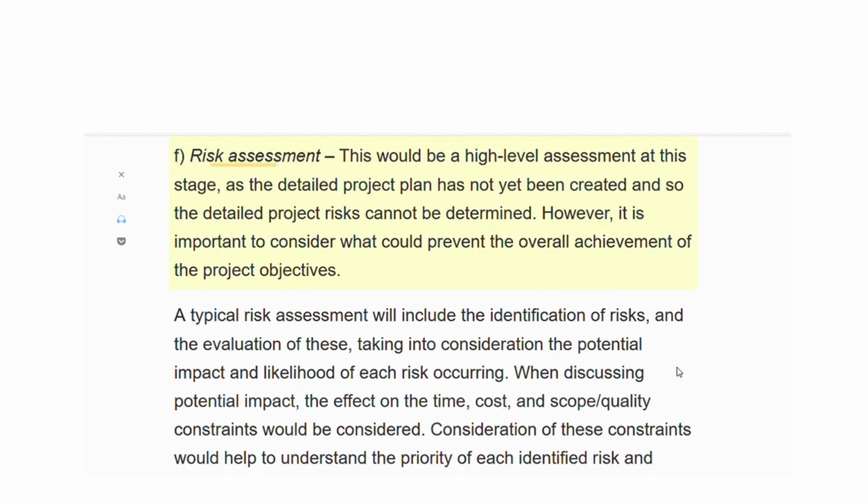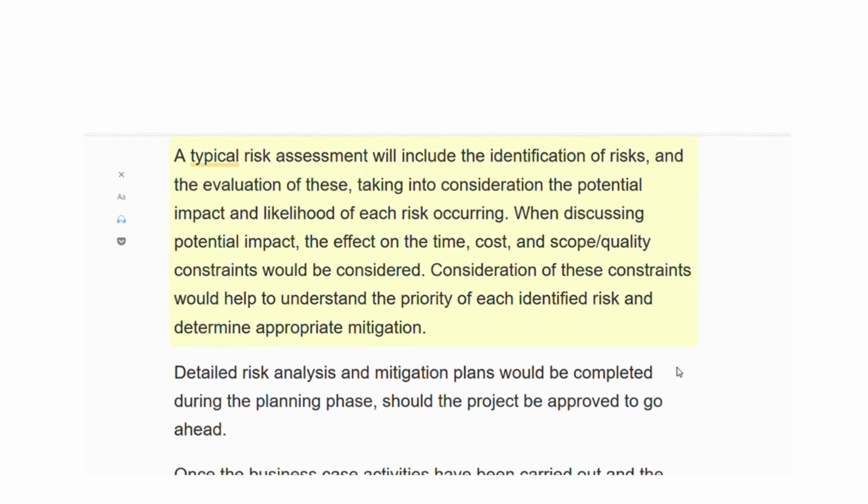F. Risk assessment. This would be a high-level assessment at this stage, as the detailed project plan has not yet been created and so the detailed project risks cannot be determined. However, it is important to consider what could prevent the overall achievement of the project objectives. A typical risk assessment will include the identification of risks, and the evaluation of these, taking into consideration the potential impact and likelihood of each risk occurring.